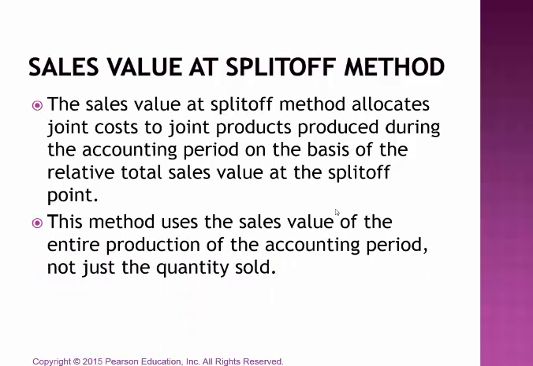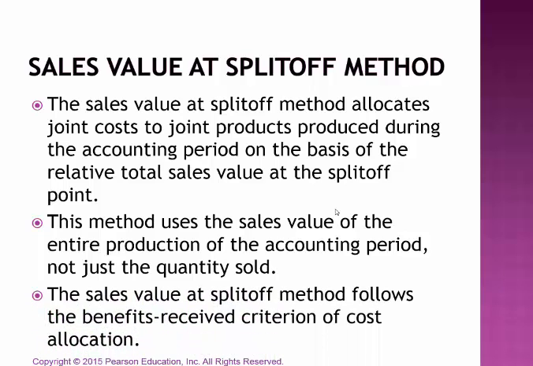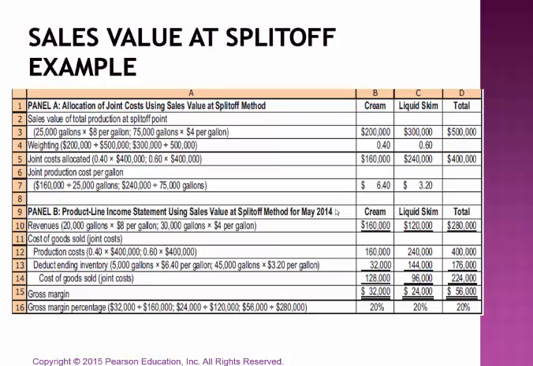So this method uses the sales value of the entire production of the accounting period, not just the quantity sold. And the sales value of the split off method follows the benefits received criterion, which we talked about in one of our earlier chapters. All right, so here is our information. Let's go take a look at how we fill this form out and do these calculations.